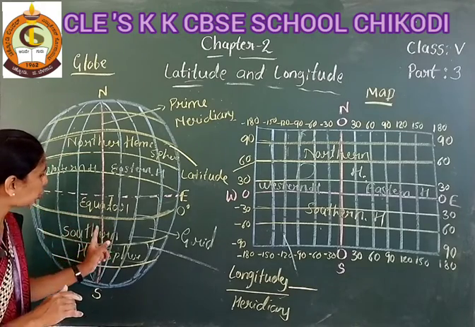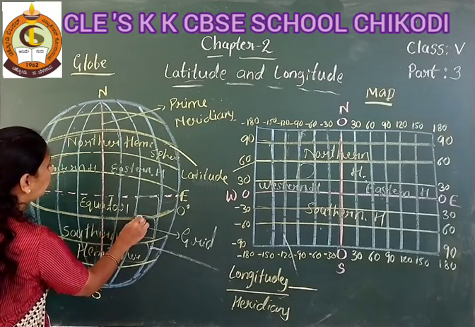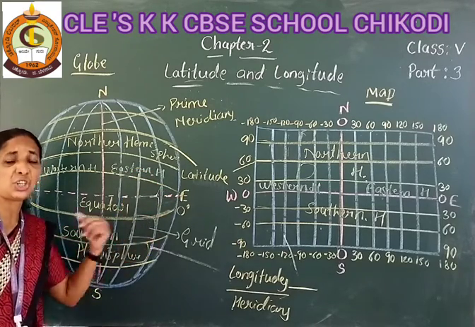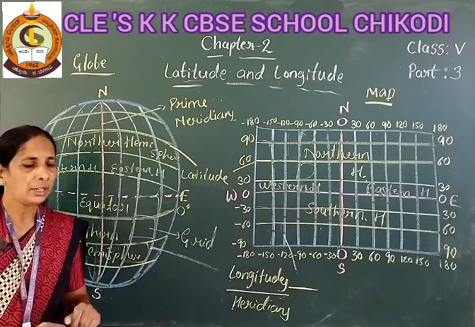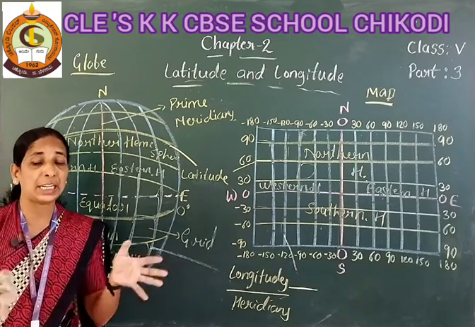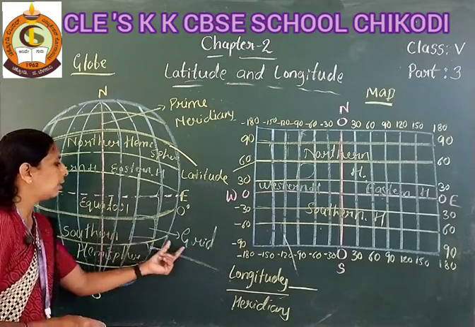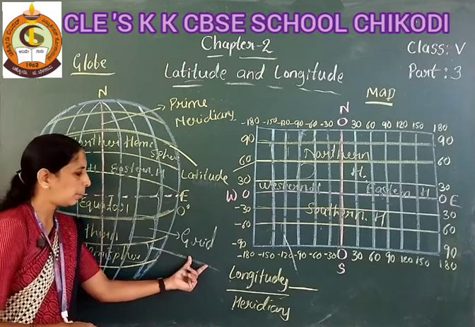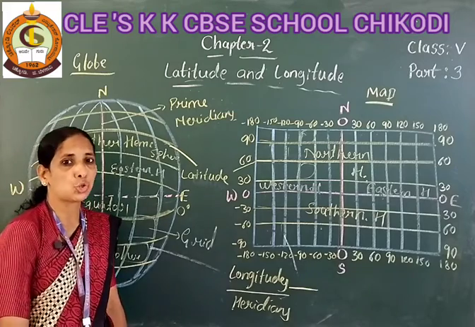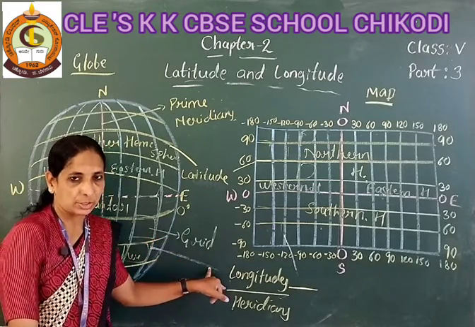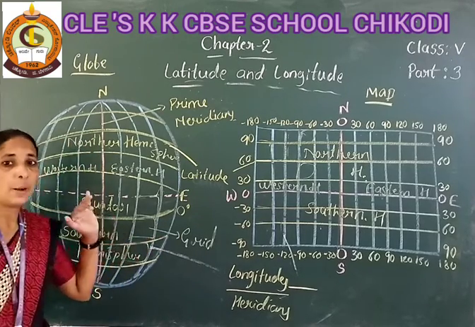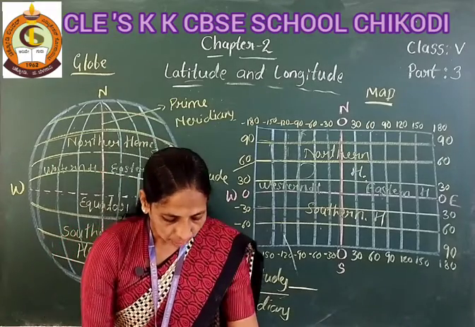When the latitudes and the longitudes intersect each other, grids are made. So grids help us to locate the places. Okay, students.